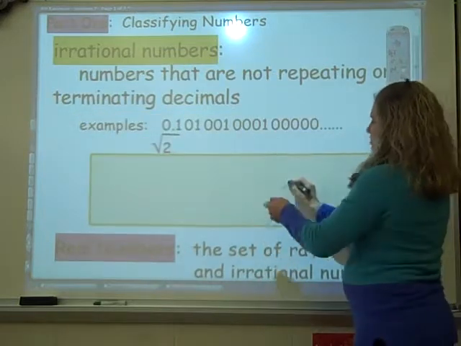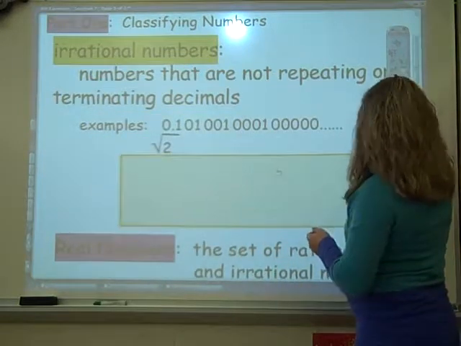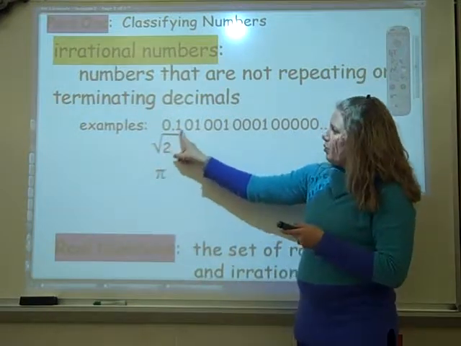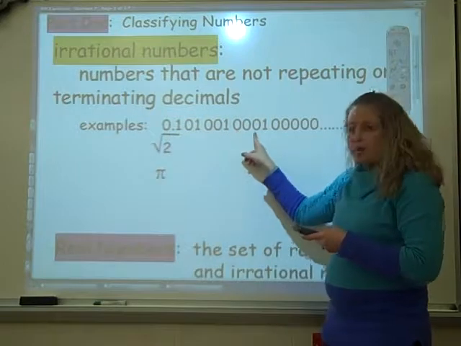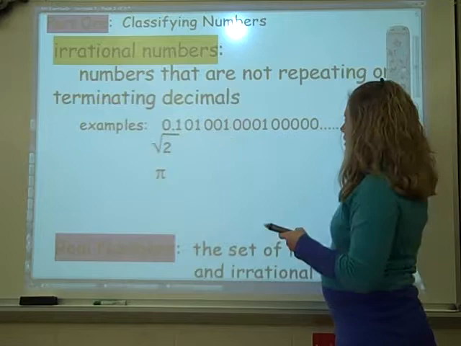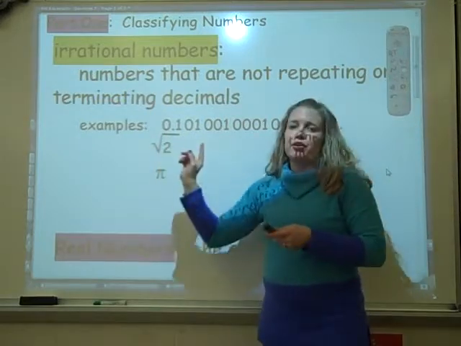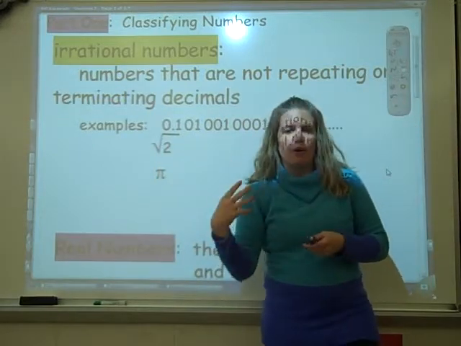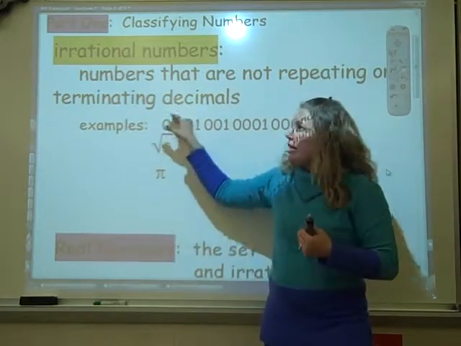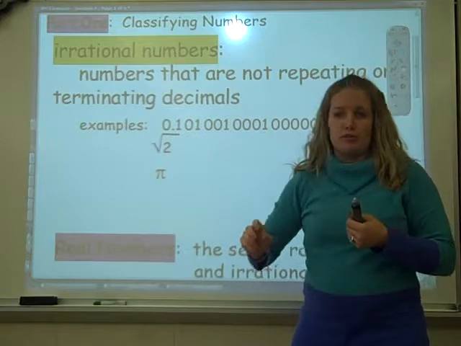This number right here. Bear with me, the board is going slow. Let's delete that out. Here we go. 0, 1, 0, 1, 0, 0, 1, and so on. We keep adding a 0, so there's never a point when you could put the line over it. So it's going on forever, it's never repeating. Square root of 2, if you type that in the calculator, it will go on forever, never repeat. The number pi, again, any of these are examples of irrational numbers.